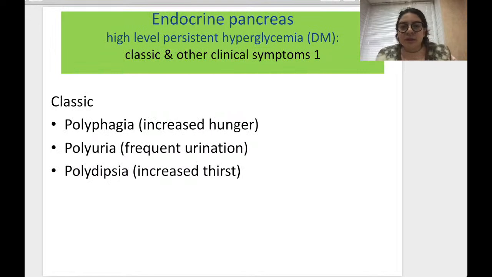Okay, clinical symptoms of diabetes mellitus. They can be classic and non-classic. Classic symptoms are just three. In general, there are four. Three of them start the same, with poly. We name them polyphagia, polyuria, and polydipsia. Polyphagia is increased hunger, polyuria is frequent urination, and polydipsia is increased thirst.